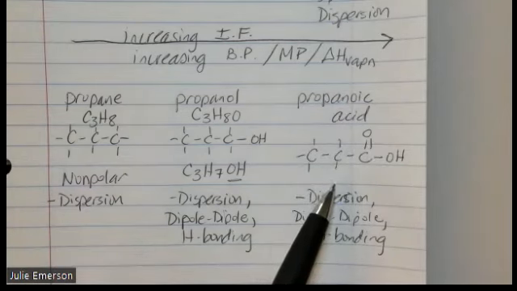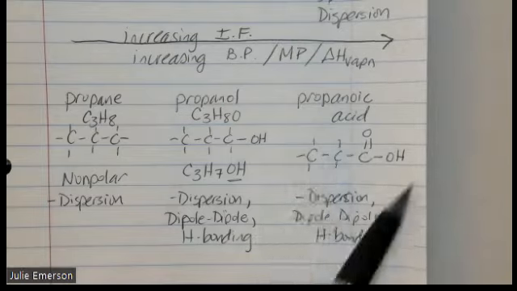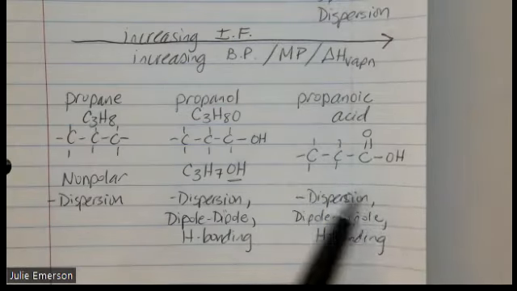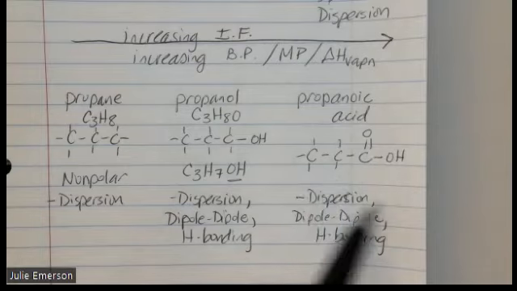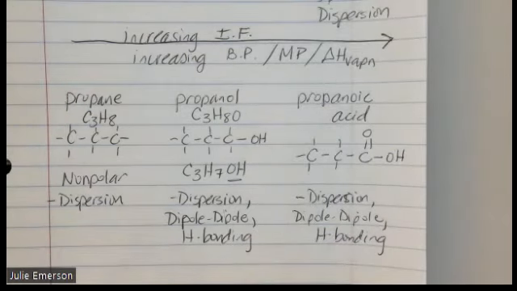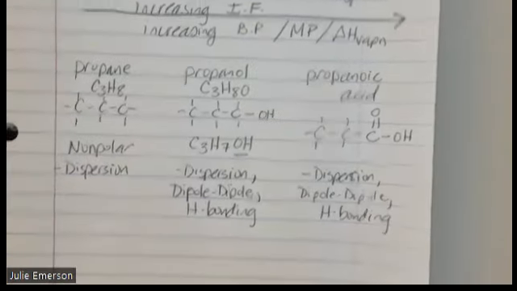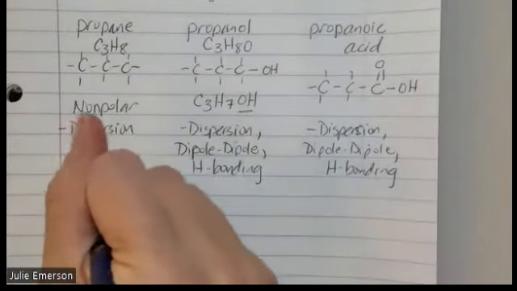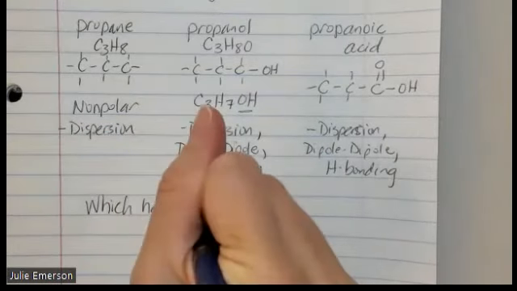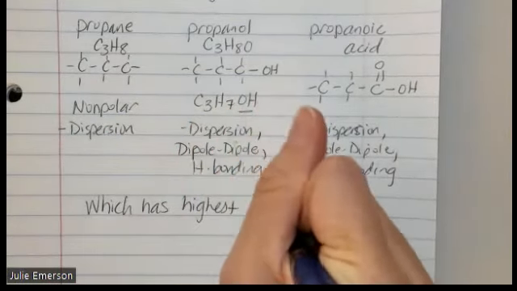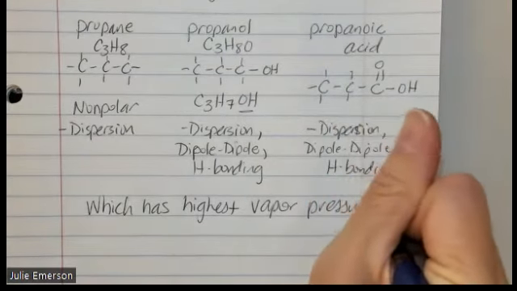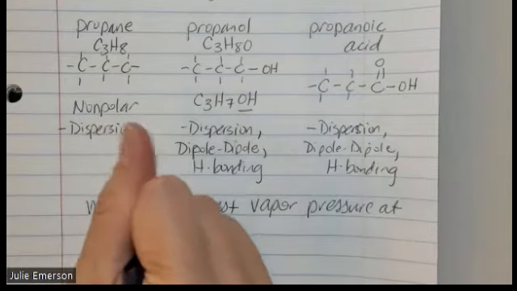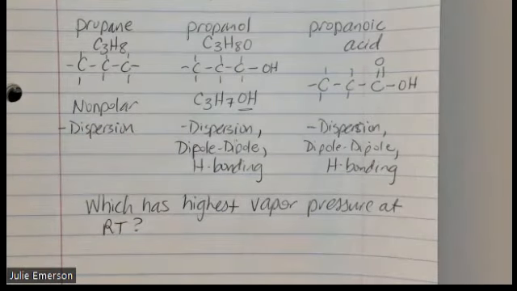And along that, right, which one has the highest boiling point? We expect propanoic acid. Which one has the highest melting point? Propanoic acid. Which one has the highest heat of vaporization? Propanoic acid. So all of those go together. There's one that's sort of the outlier and it's backwards. And the question will be, which has the highest vapor pressure at room temperature, RT? So if I had propane, propanol, propanoic acid, just in a sealed container sitting on the counter, which one would have the highest amount of vapor pressure?